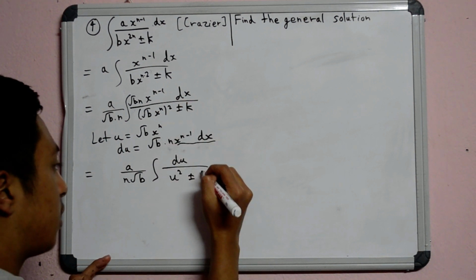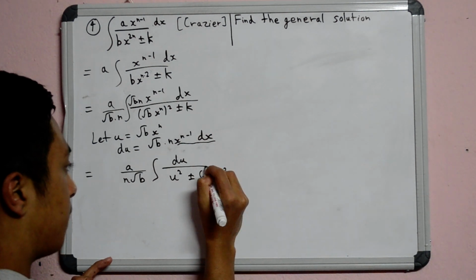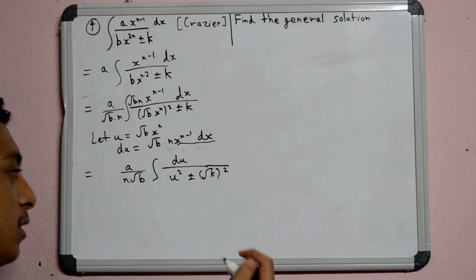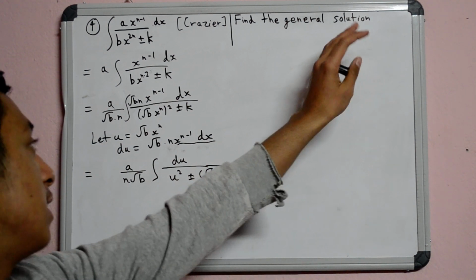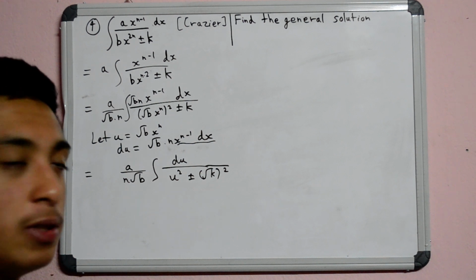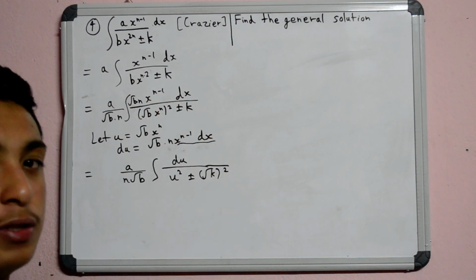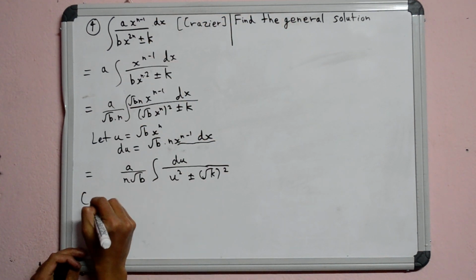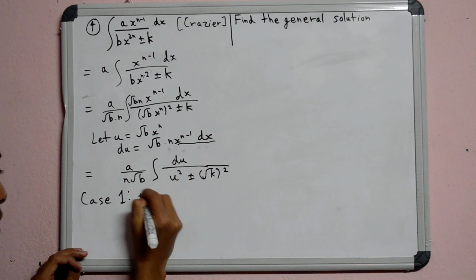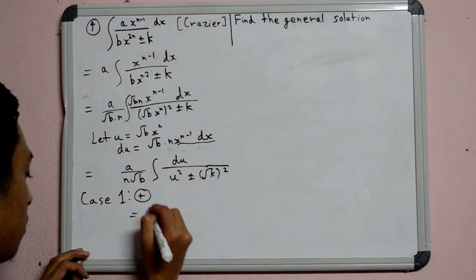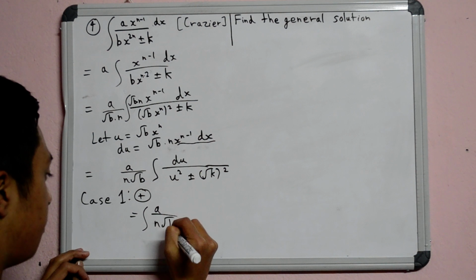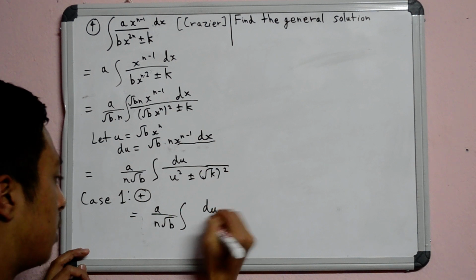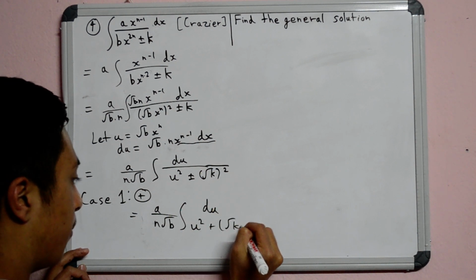Now we can write k as square root of k whole square. Now from this point there will be two cases due to this plus and minus sign. I would have started off with an example, but we have done so many examples in previous videos, and I just want to get forward with a general solution right away. So let's start with case 1 when we take the positive sign. So this becomes a over n square root of b, du over u square plus root k square.